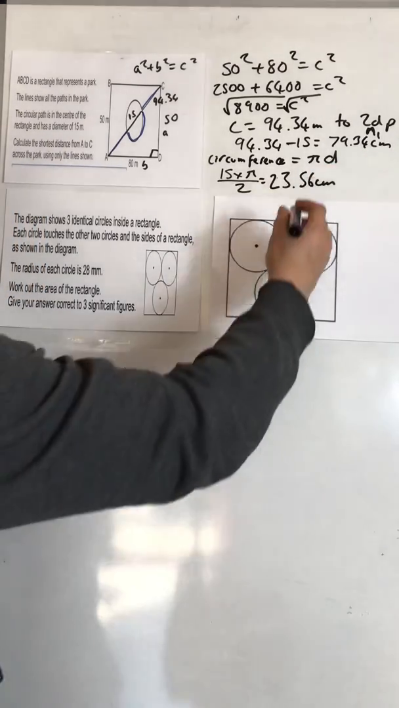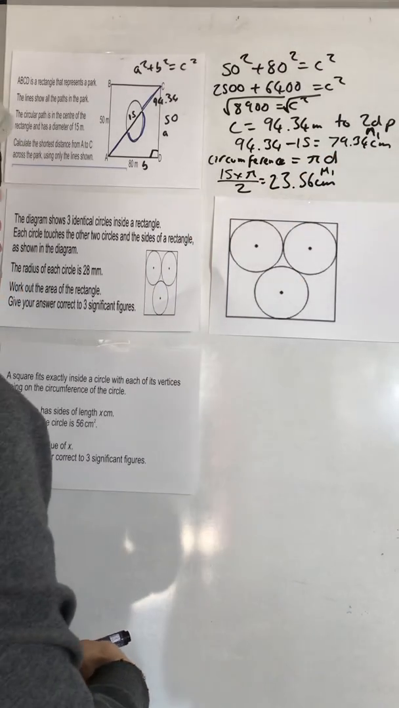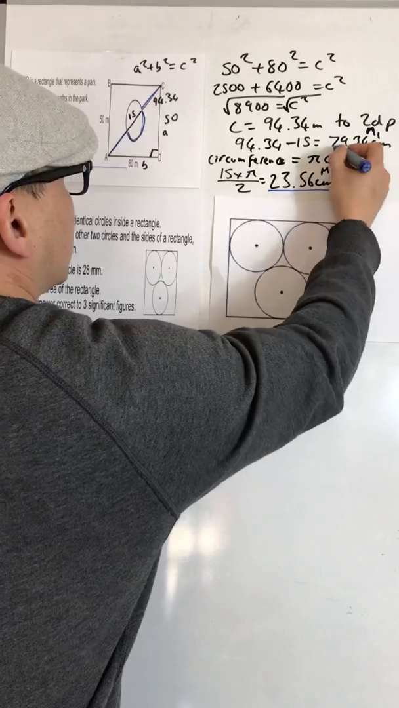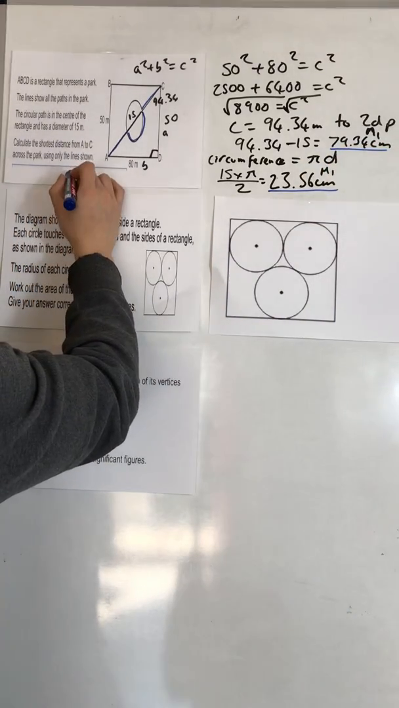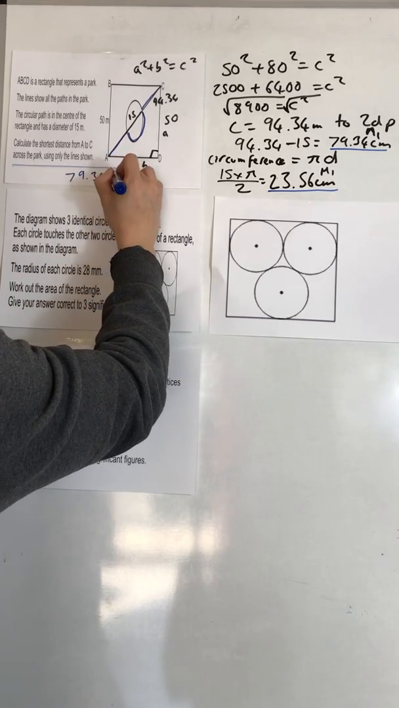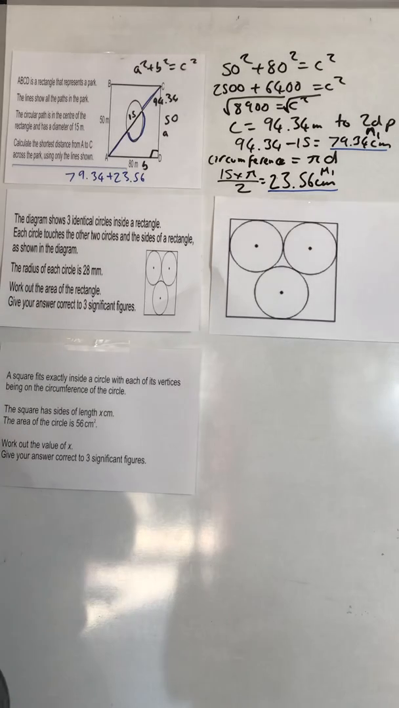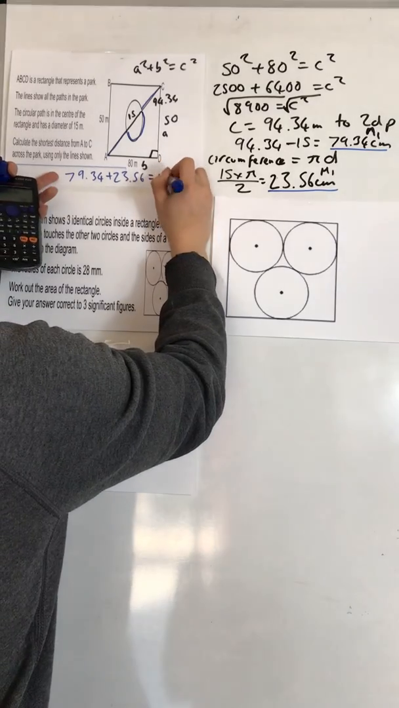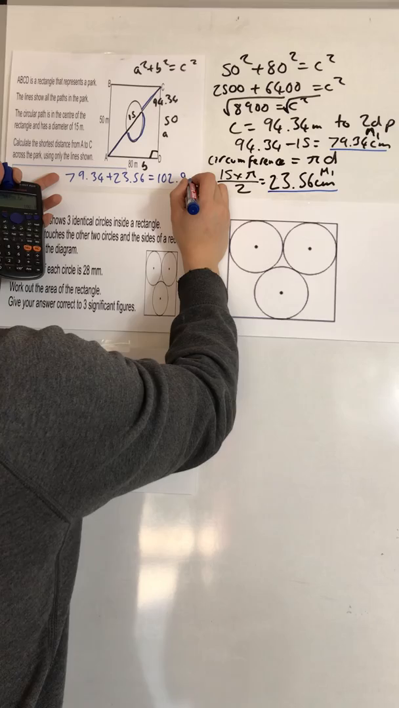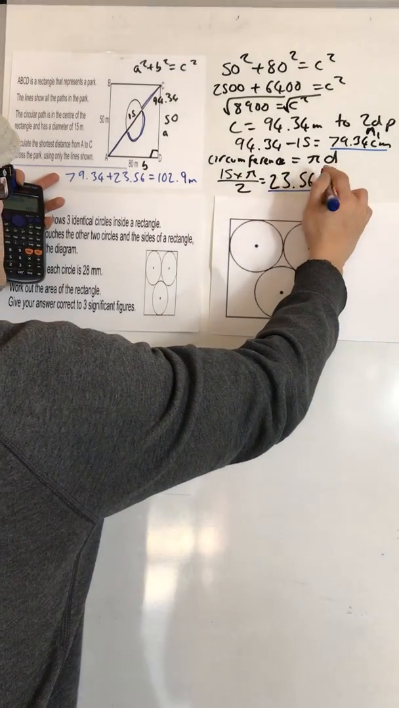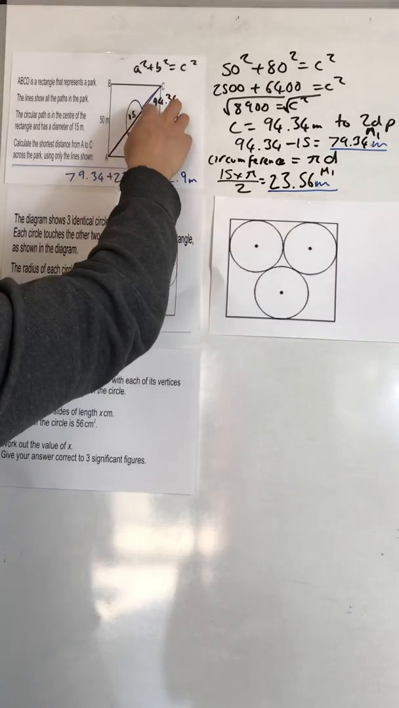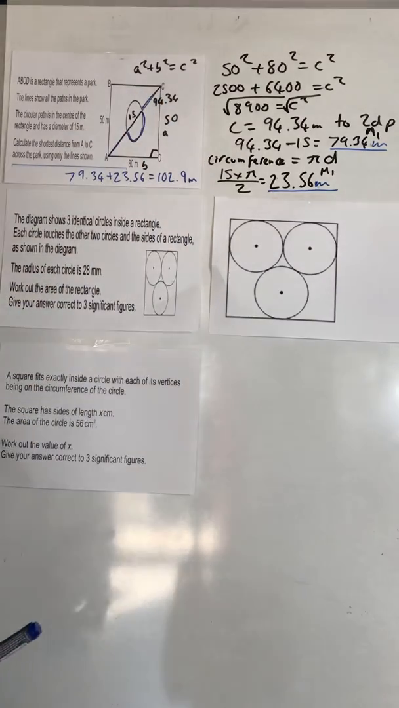Now what do you think we have to do? That's another M1 mark for you there. And the last step is going to be adding this number and this number together. So 79.34 add 23.56 is going to equal 102.9 meters, and correction, all the working out is in meters. And that should be the shortest path. Yeah, this bit, add the half circumference, add that line there, and that one is done.